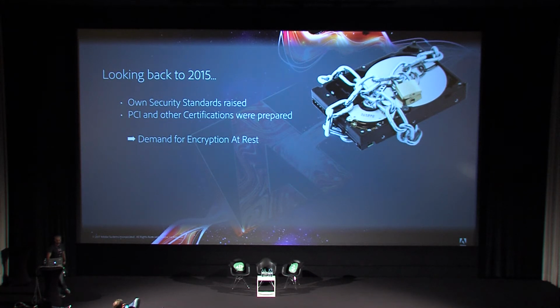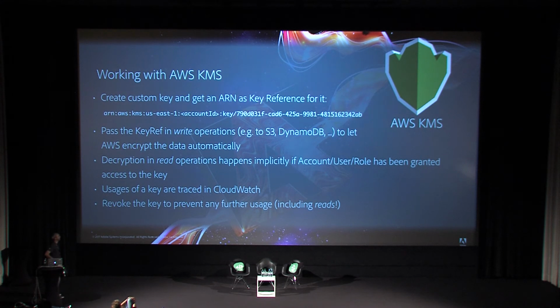And luckily, AWS came out with a fairly new KMS system. So that is a key management service that was introduced a bit in 2015 or a bit earlier. But that actually seemed like the thing we want to use. So what is it? So let's just go through how you would use the KMS system.